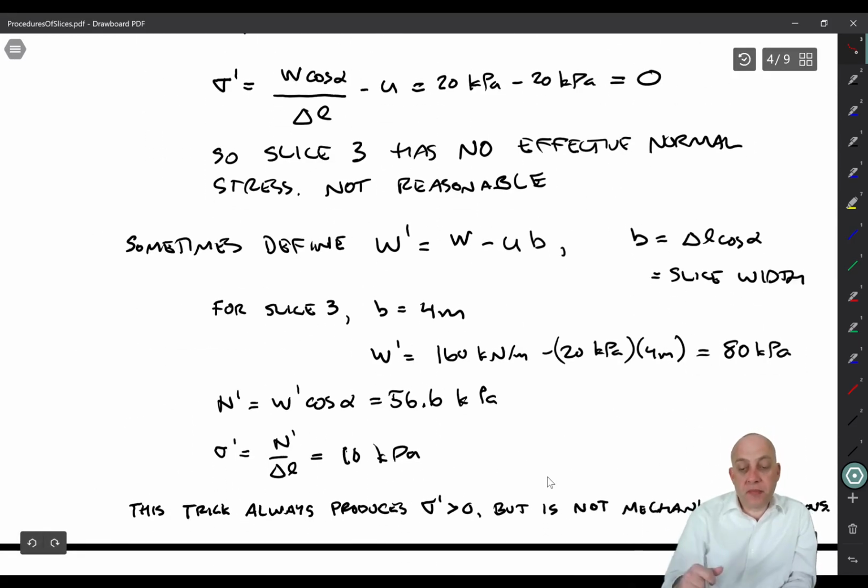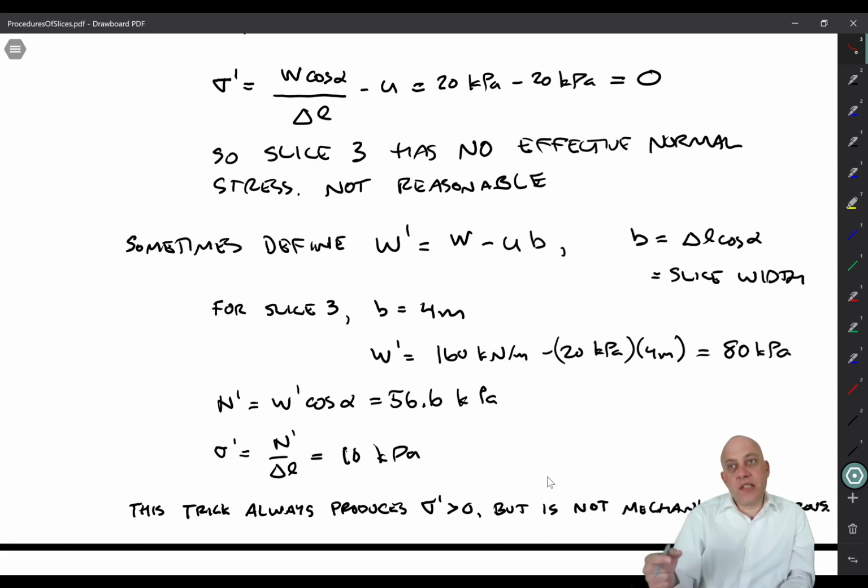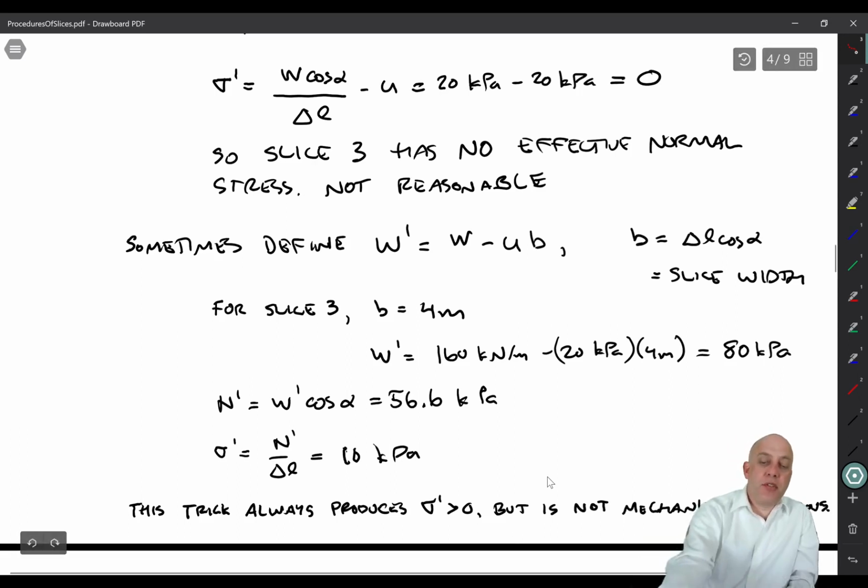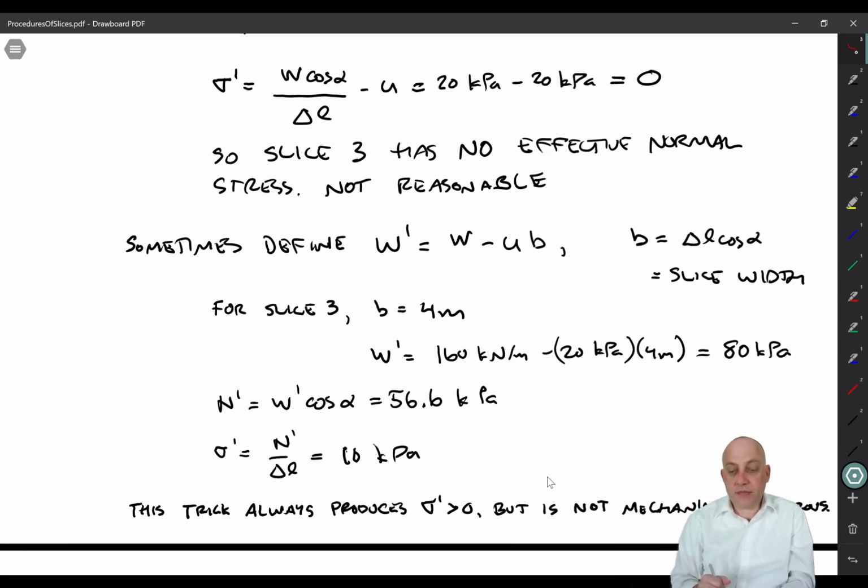So sometimes to overcome this problem, okay, really this is a problem with the ordinary method of slices. It's making a bad assumption. So what we need to do to fix it is make another bad assumption. And then it will render a result that always gives us positive effective stress. So what we'll do is define a buoyant unit weight, right? W prime is equal to W minus U times B, where B is the slice width measured horizontally, not delta L along the base width of the slice. All right, now I've talked before about using buoyant unit weights. This works okay as long as there's no seepage. If we have seepage, the idea of a buoyant weight or a buoyant unit weight doesn't work anymore. So we have to be a little careful here.